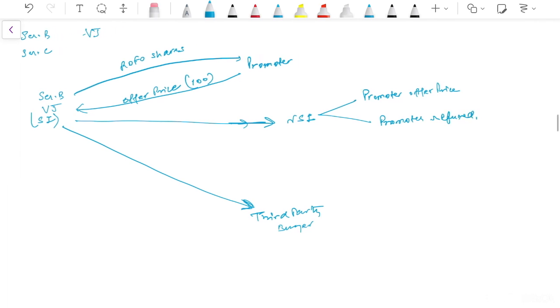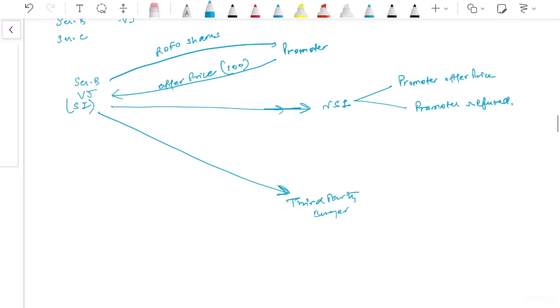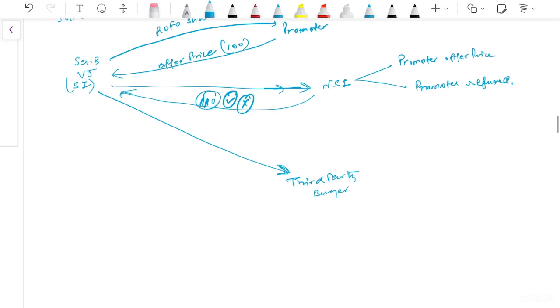So let's say the promoter has refused. In that case, the non-selling investor gives me an offer. And in case the promoter has given me an offer price, the non-selling investor has to give me a price which is over and above the offer price. Let's say 110 rupees. In case the non-selling investor gives me 110 rupees as an offer, I can sell to them. In case they do not give me a price which is higher than the promoter offer price, I cannot sell to them. This is how the clause works.